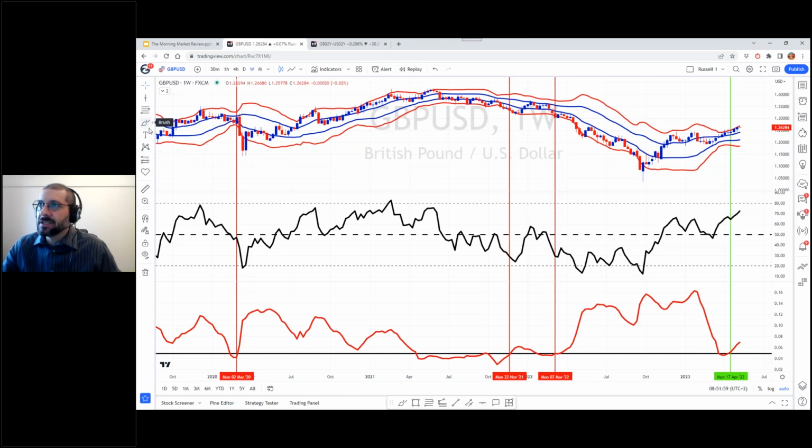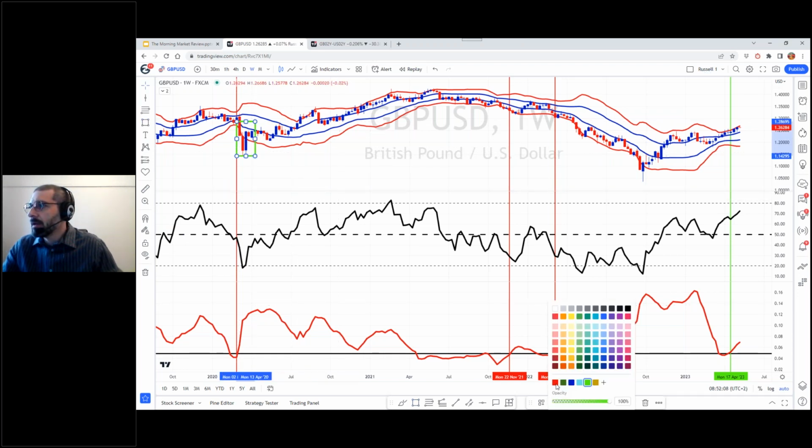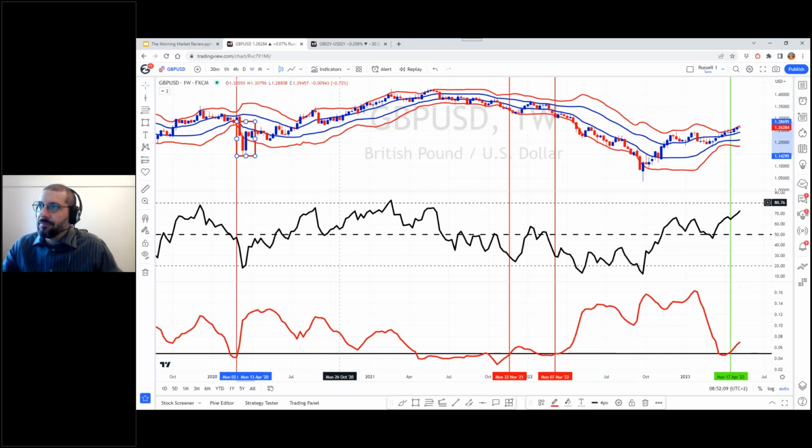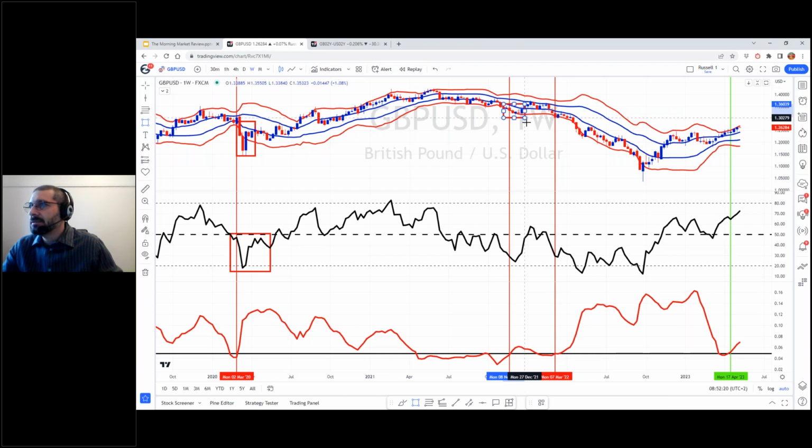Let's take a look at the common signals. Let's make this red. You've got the cable pairing hugging zone 3, that's the lower blue, lower red. You've got the RSI below 50. Similarly here, it's on the bearish side of 50.